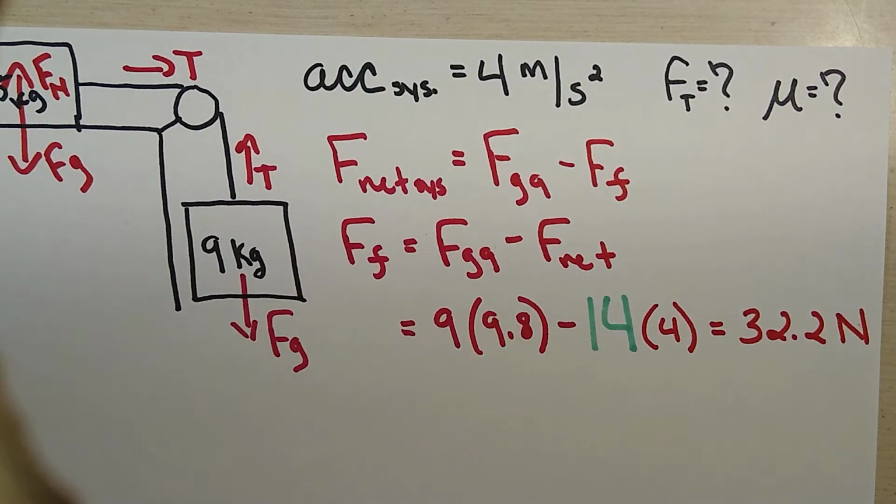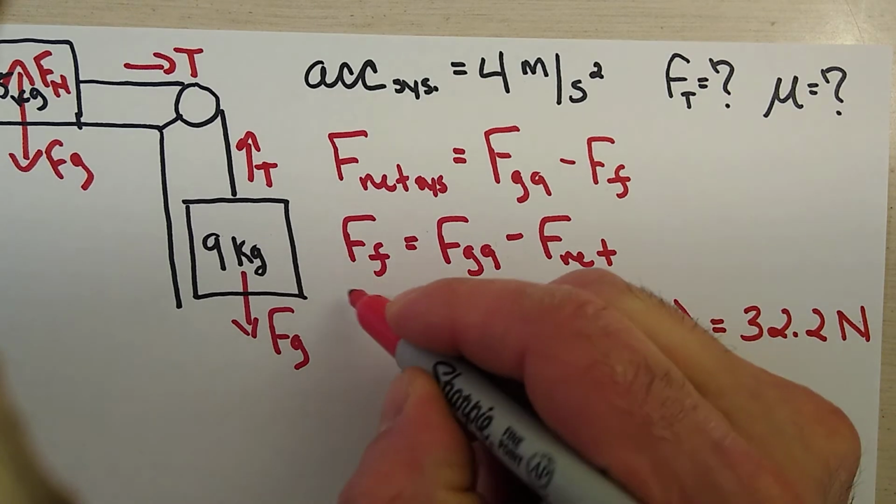All right, so rearranging some for the frictional force, we're going to have the gravitational force of the 9 kilogram, 9 times 9.8, and the net force of the system. Remember, we're working with the system here, both masses. And so that's why I have 14 in a bigger number so that you know I wanted you to pay attention to that. That was not one or the other mass, that is the mass of the system. And of course, we were given 4 as the acceleration of the system. And so the frictional force is 32.2.